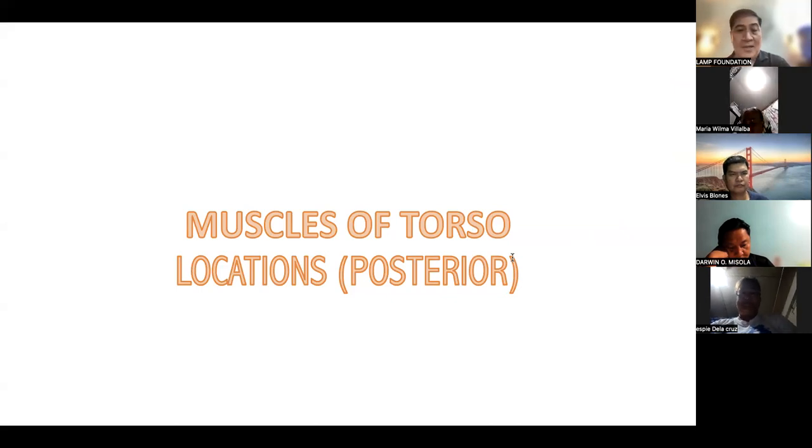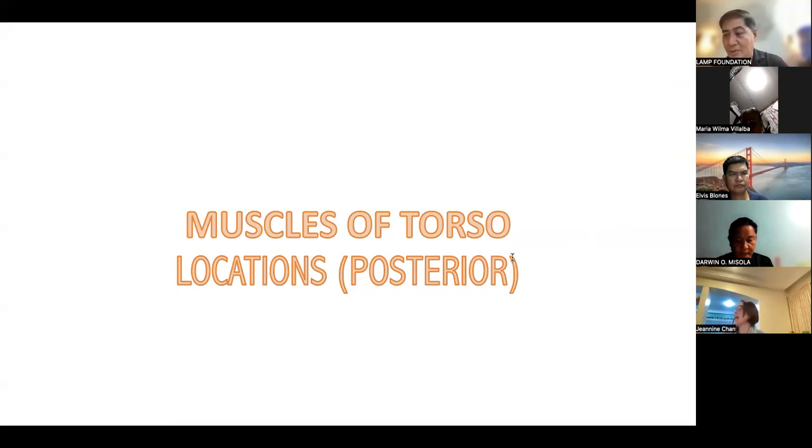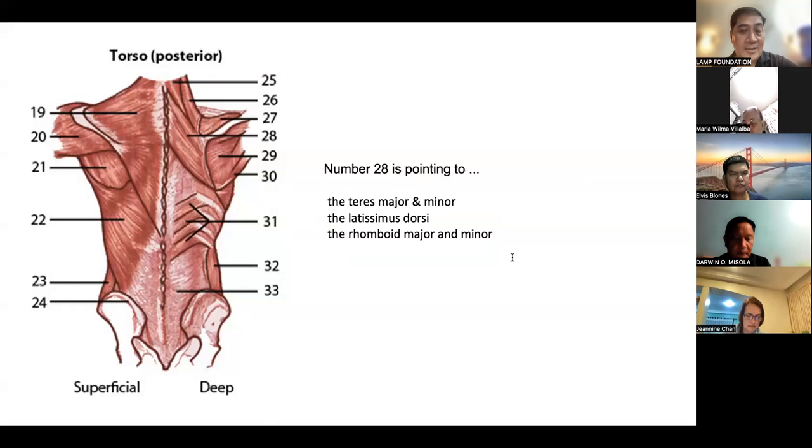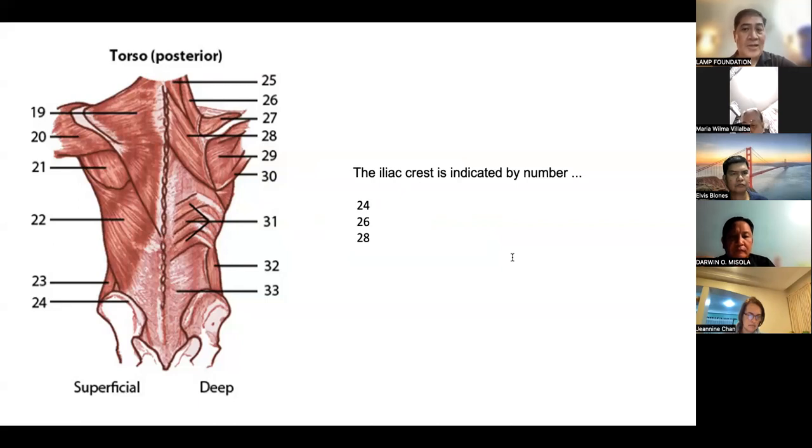Now let's call on Ma'am Ami Glorioso. Good evening, Ma'am Ami. Are we ready? Good evening po. Okay, number 30: the teres major and minor. Latissimus dorsi, number 22. Number 28 is rhomboid major and minor. The iliac crest is indicated by number 24.